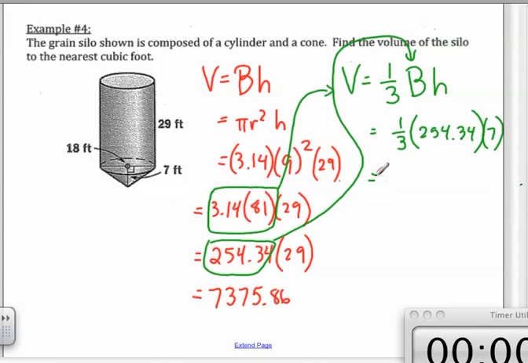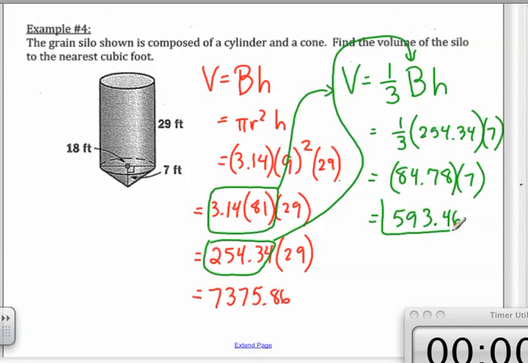Okay. What's 1/3 times 254.34, please, Nikki? 84.78, and that's not rounded. Okay, good. And then we need to multiply that number by 7. And what do you get, Tut, when you multiply 84.78 times 7? 593.46. So this is the volume of the cone. This is the volume of the cylinder.